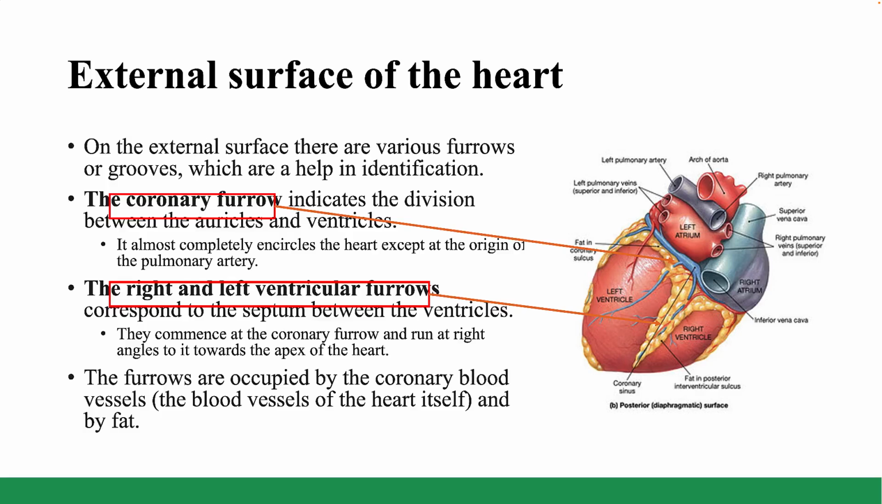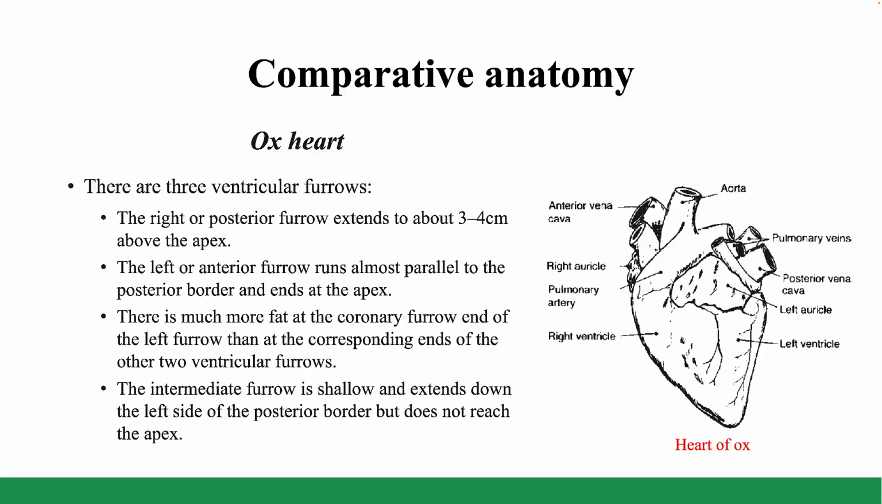As you can see here, they have a lot of fat and the coronary blood vessels, and on the ventricular furrows, blood vessels. And we are going to, in most cases, refer to these two features in distinguishing these systems for the food animals we are going to discuss. So let's go directly to the comparative anatomy now.